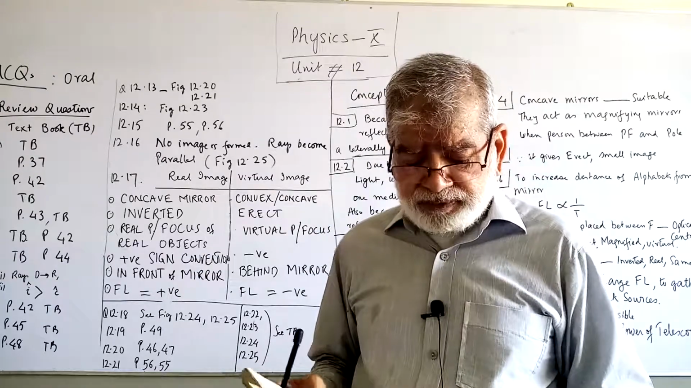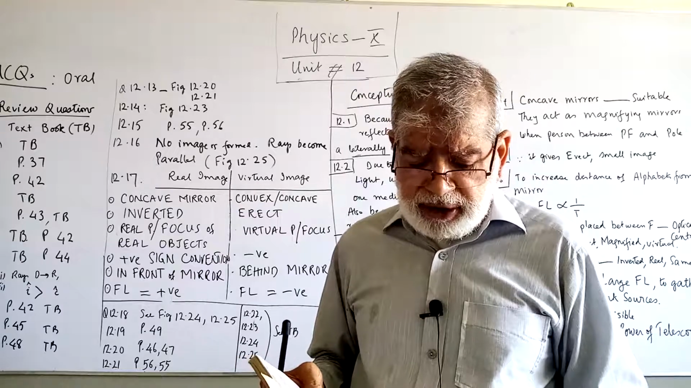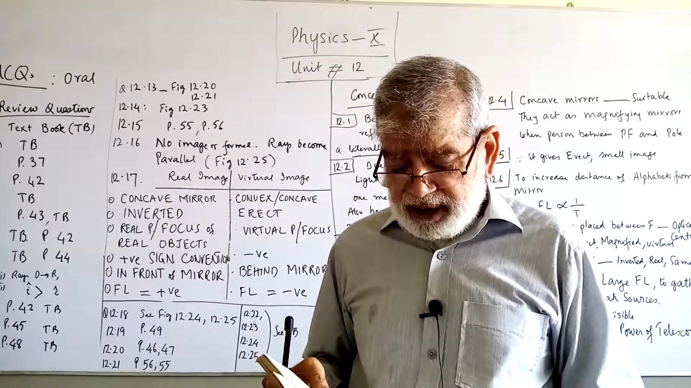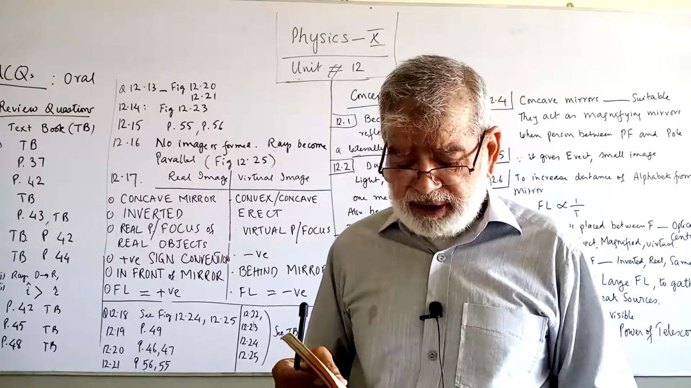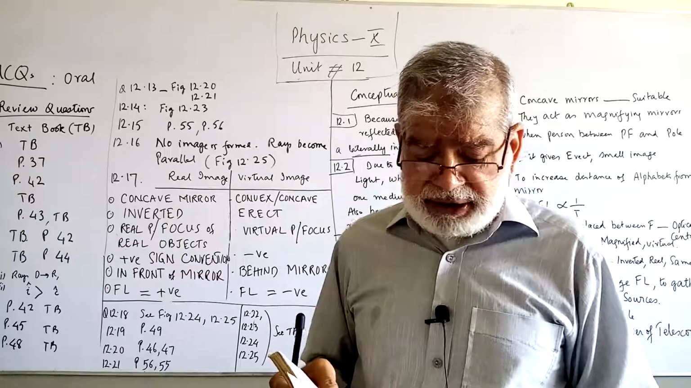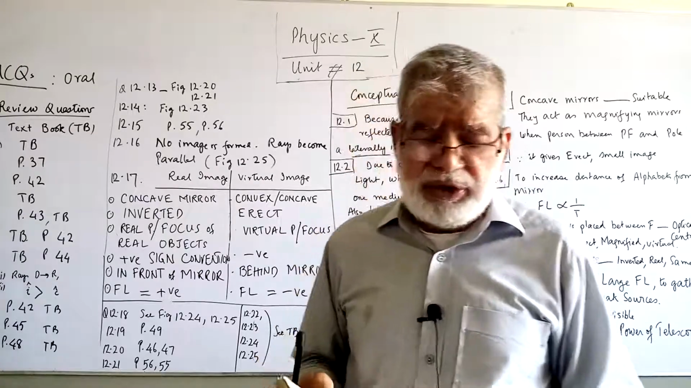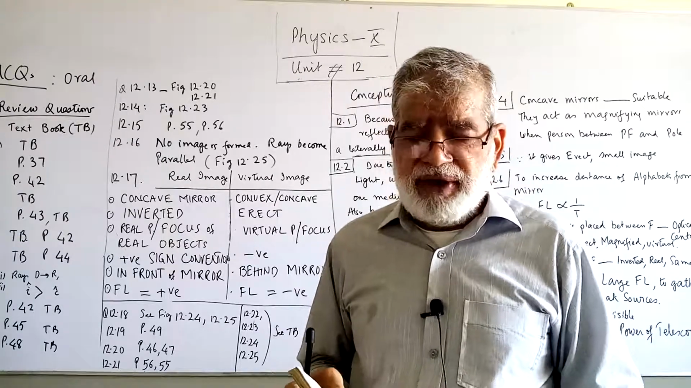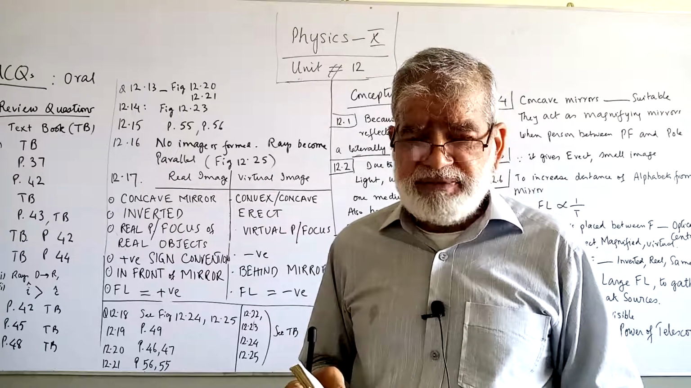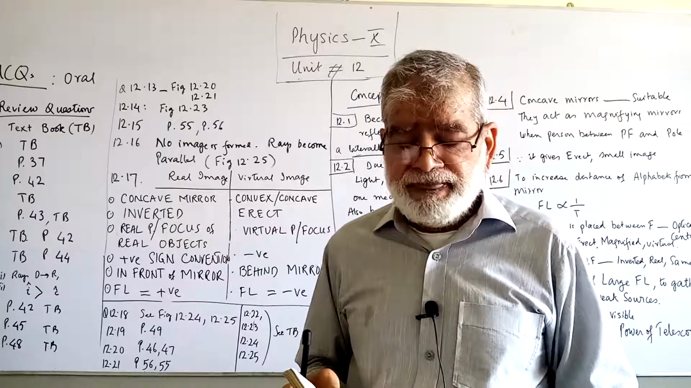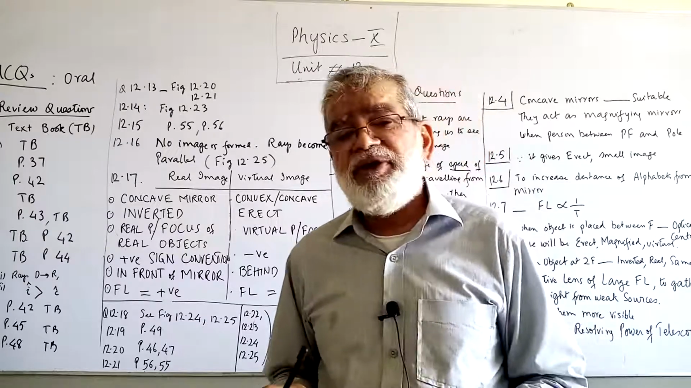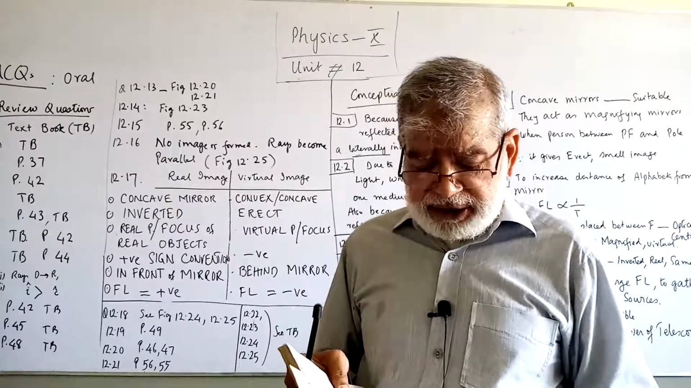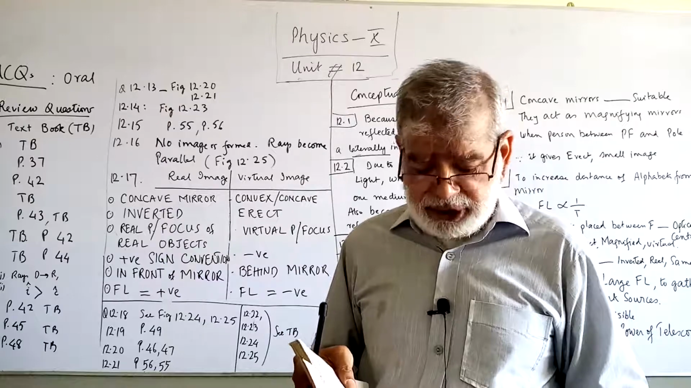Question number 4. An object is 14 centimeters in front of a convex mirror. The image is 5.8 centimeters behind the mirror. What is the focal length of the mirror? Use the formula 1 over f is equal to 1 over p plus 1 over q, where f is the focal length, p is the distance of the object from the mirror, and q is the distance of the image from the mirror, with of course proper sign conventions. The answer is 9.9 centimeters, option C.